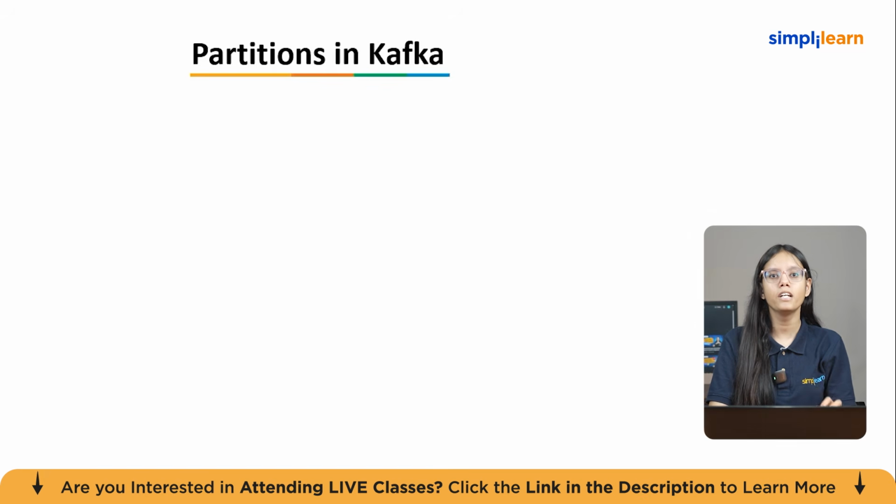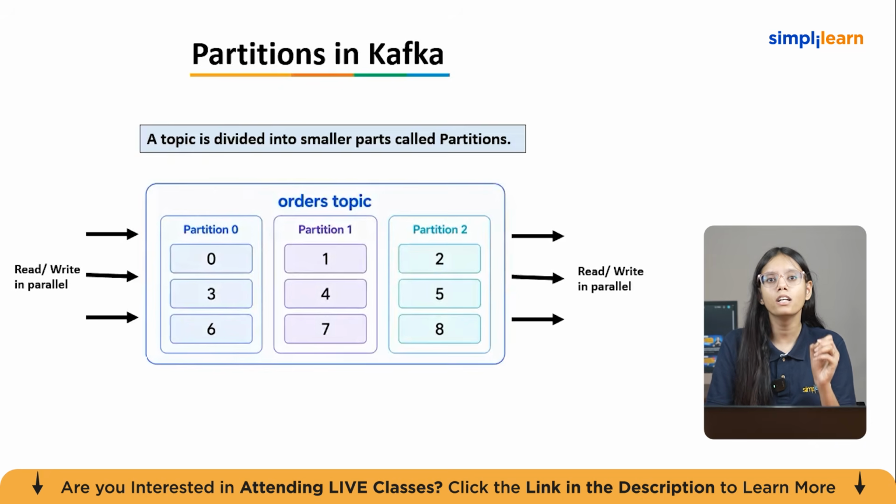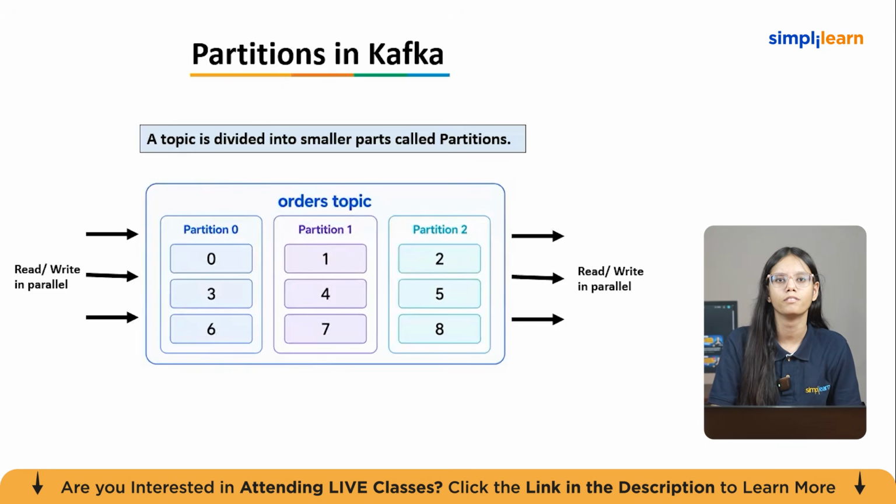Now let's understand partitions in Kafka. A topic can be divided into smaller parts called partitions. For example, the orders topic can have 3 partitions: orders partition 0, orders partition 1, and orders partition 2. We need partitions because they help Kafka handle large amounts of data faster.